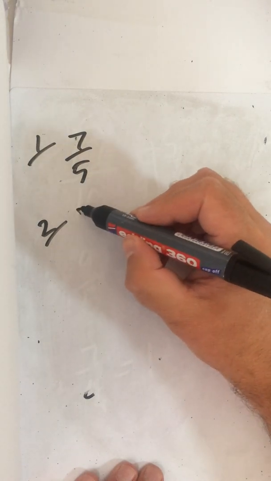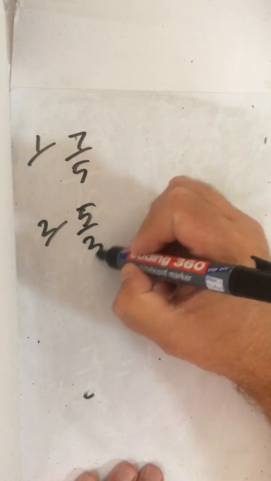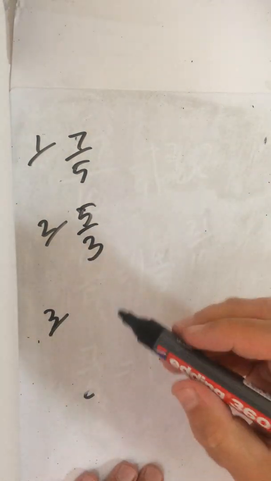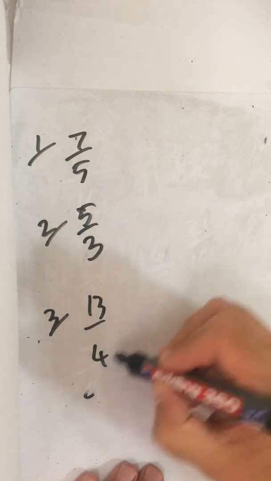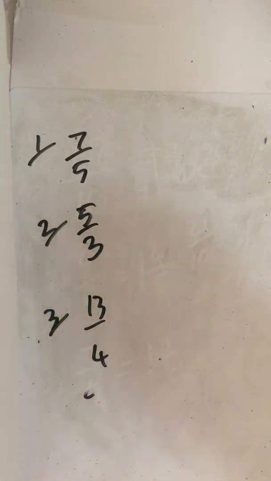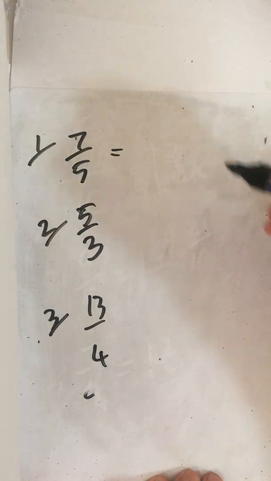Into mixed numbers. Sorry, that's the wrong one. No, that's the right one. Yep. 5 over 3, 13 over 4. Off you go, please. Pause the video while you do that and have a go at those.